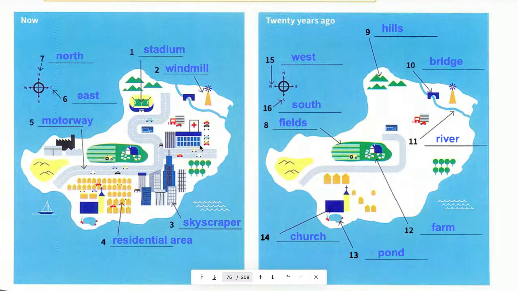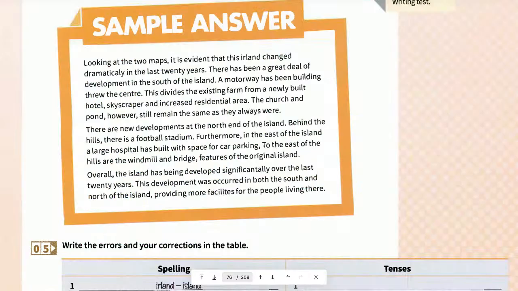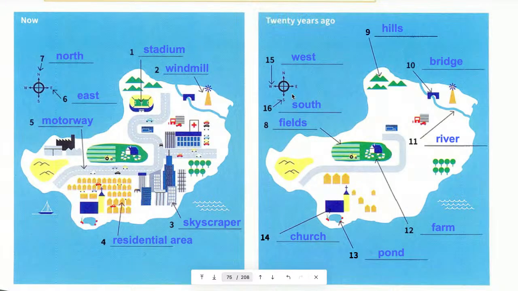That means it was there before and now it's still there. You understand? Very important. Why don't we just say this divides the farm from the hotel, skyscraper, and residential area? Why? Too basic. First of all, too basic, and then you cannot make any comparisons by writing that, right? So that's why I say this one is really hard.